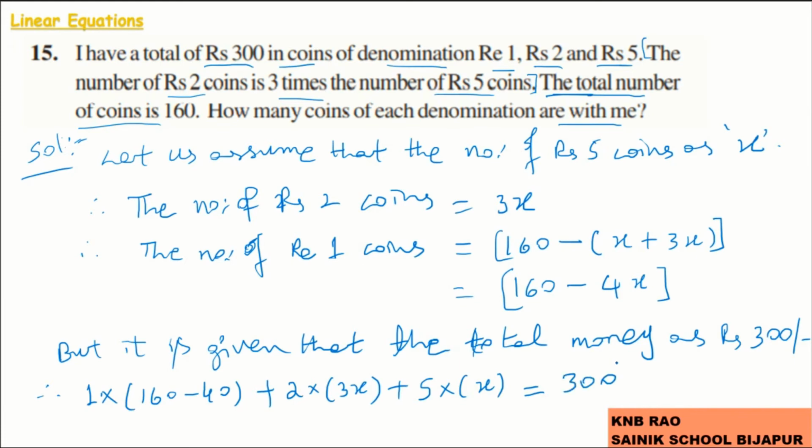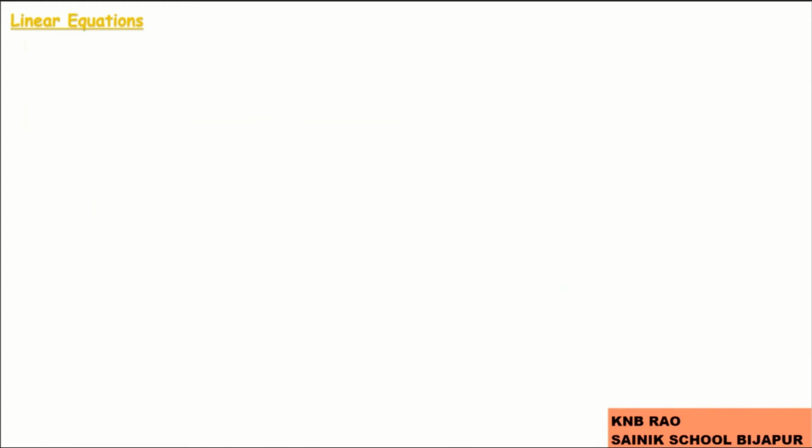Now continuing further, here after removing bracket we get 160 minus 4x plus 2 3s are 6x plus 5 into x, 5x equals to 300. Then in this 160 minus 4x plus 6x plus 5x equals to 300.